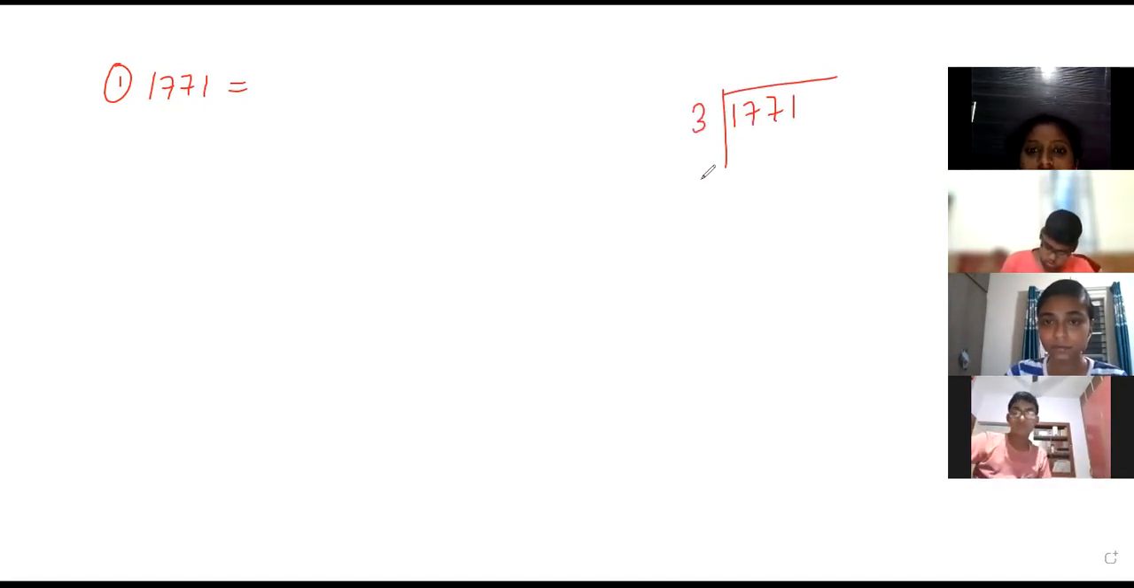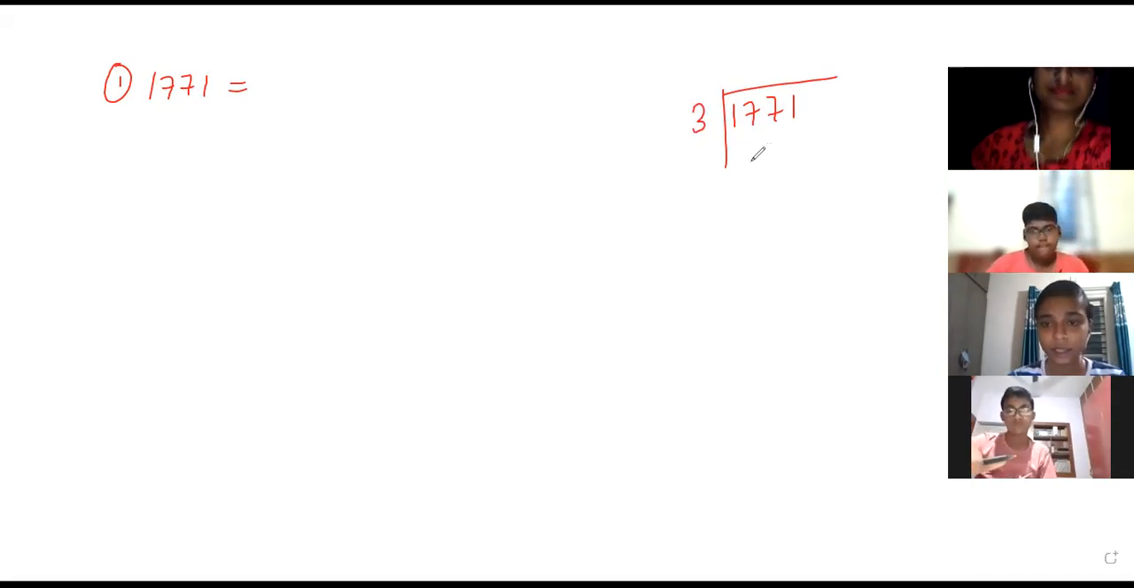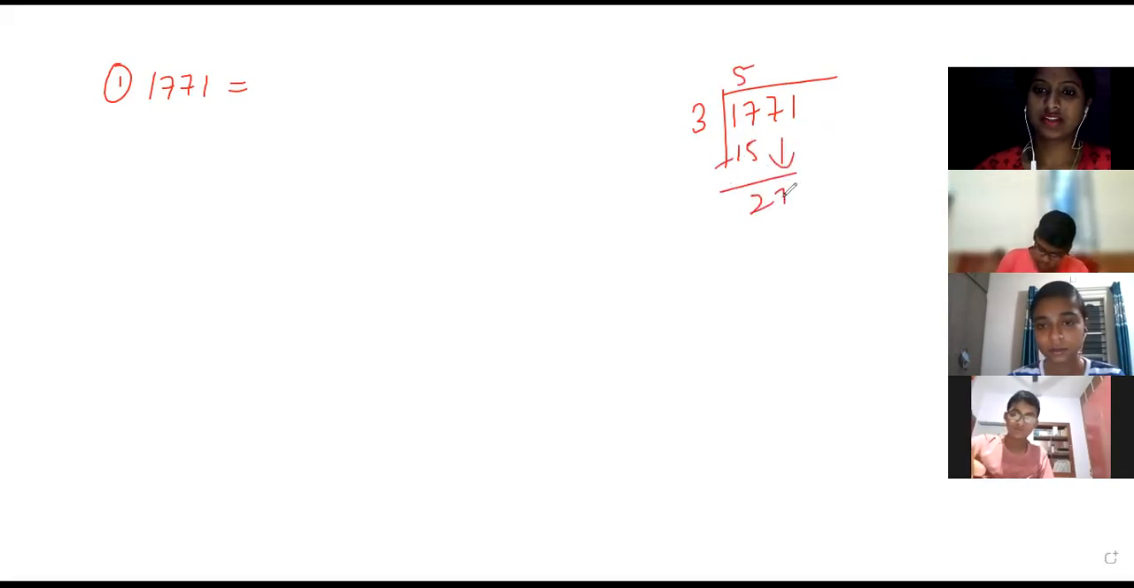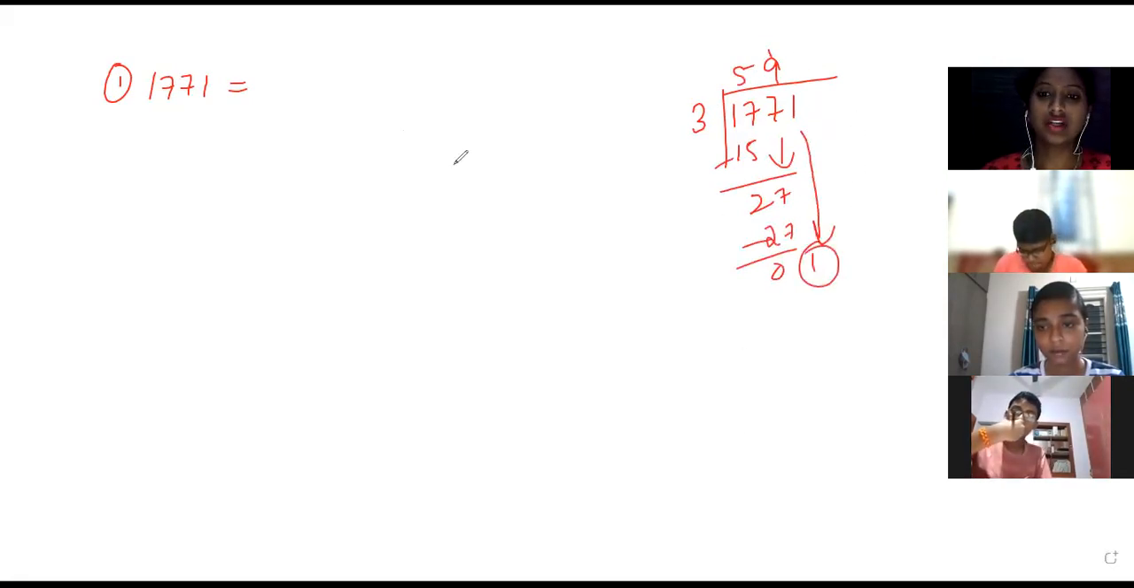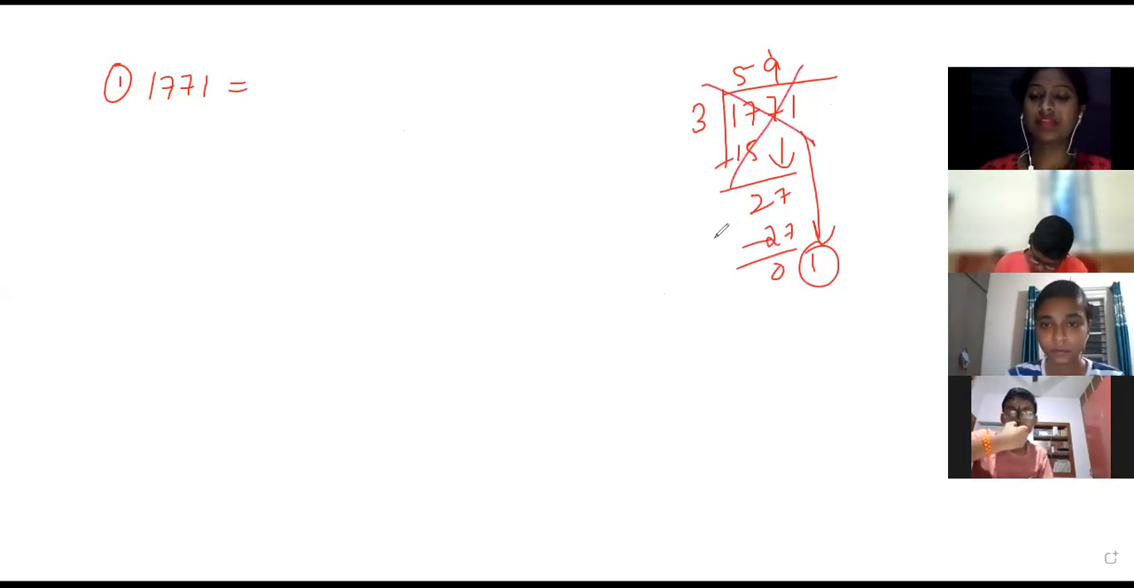Fine, we'll check it. Okay, 3 5s are 15, 5s are 15. Okay, 2, carry the 7. 2 9s are 18, 3 9s are 27, and you have one remainder. So this 1771 doesn't go with 3. What's the next prime number after 3? Yes, ma'am, next prime number.